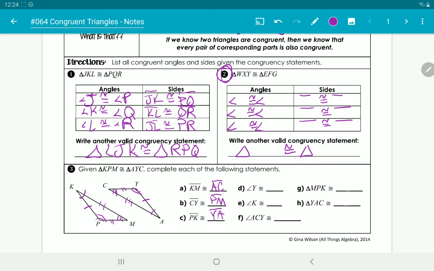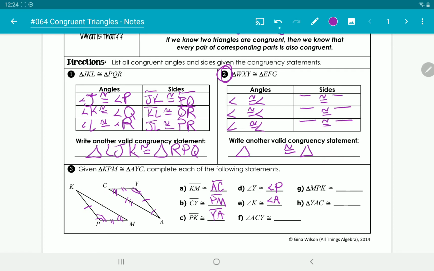Angle Y has 2 angle marks. Angle P has 2 angle marks on the other one, so angle Y is congruent to angle P. Angle K has 1. Angle A has 1 on the other one. Angle ACY, so if we look at ACY, that would be angle C here. That has 3. So it's like that angle. It has 3. The other one with 3 over here is this one.